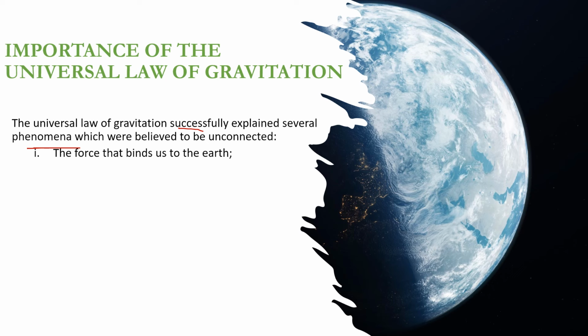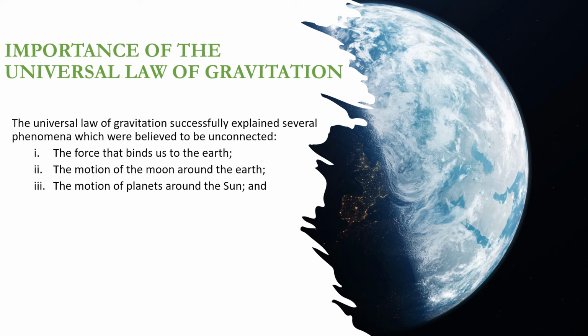The force that binds us to the earth. Why are we not falling out of the earth? We are bound to the earth, so some force is binding us to the earth. That is what is explained by the universal law of gravitation. It also explained the motion of the moon around the earth, why the moon is orbiting the Earth. The third one, the motion of planets around the sun.